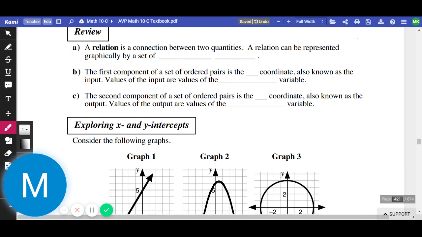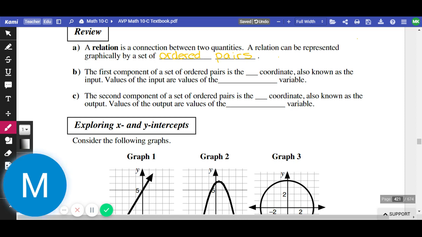A relation is a connection between two quantities, what we just talked about. A relation can be represented graphically by a set of ordered pairs. So if you have two pieces of information, you can connect them with an ordered pair. That can go on a graph. Just kind of collects your data nicely.